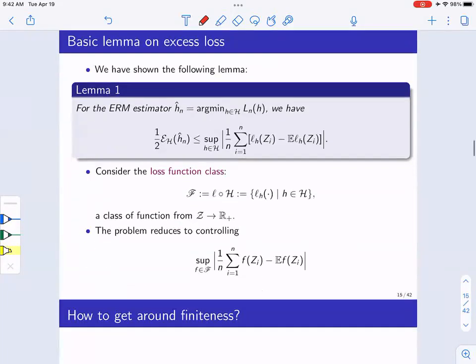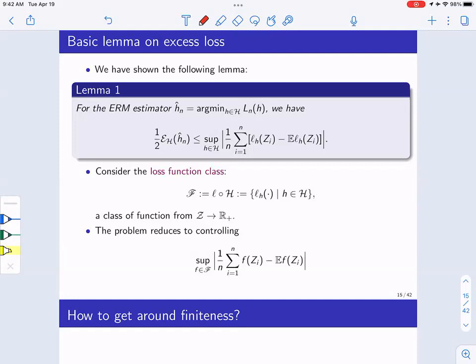Okay, so from this we can extract a lemma from the proof. If you just follow the dimension, we actually proved that one half the excess risk is bounded by the supremum over the class. And we saw that if H is finite, we can control this by a union bound if you have a tail bound on this for a fixed H. So the majority of the work in classical learning theory just focuses on trying to bound this quantity.